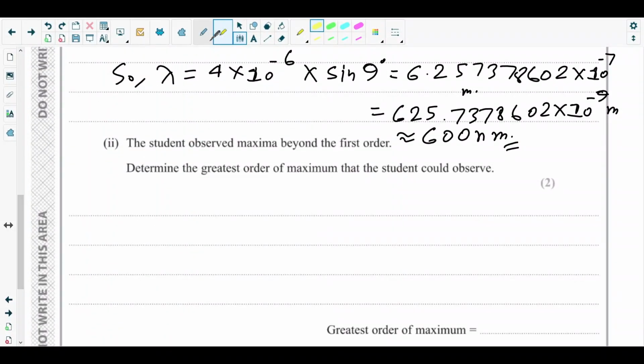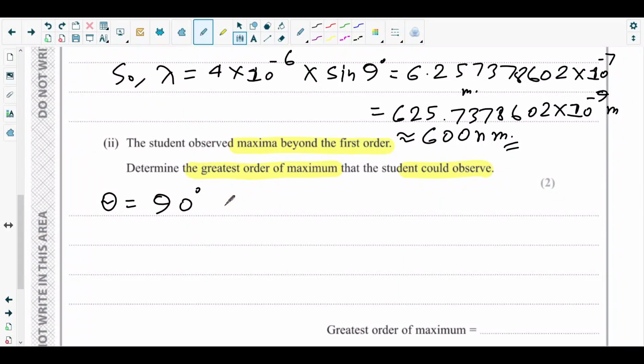Here the question says the student observed maxima beyond the first order. Determine the greatest order of maximum that the student could observe. So the greatest order. We know that the angle theta corresponding to the greatest order is basically 90 degrees. If you consider the greatest order maxima, the angle between that maxima and the central maxima is maximum 90 degrees. So we will consider theta equals 90 degrees for the greatest order.